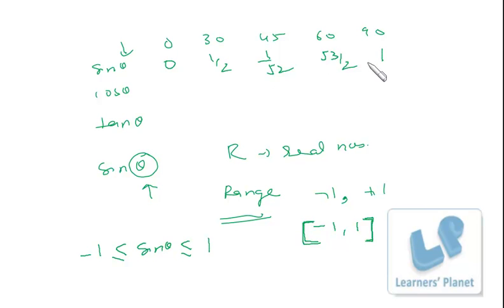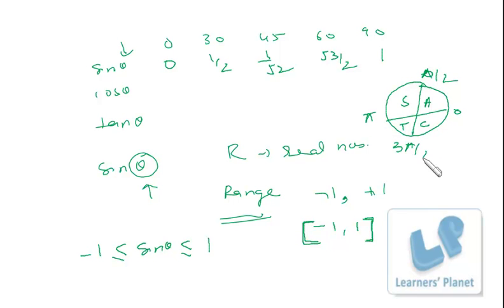Here we are talking about the first quadrant. In the second, third and fourth quadrants, it is all sugar, tea, coffee. In the first quadrant, all the six trigonometric functions are positive. In the second quadrant, only sin theta is positive. In the third quadrant, tan theta is positive. In the fourth quadrant, cos theta is positive. 0, pi by 2, pi, 3 pi by 2, and 2 pi.